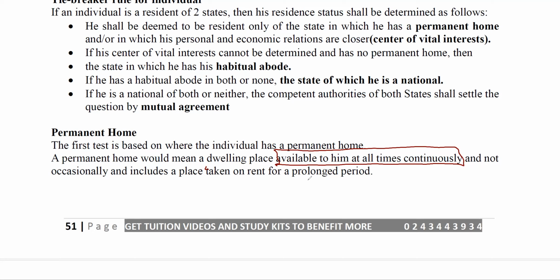I picked it right from the commentary, and not occasionally. So we are looking at something that you do most often, right? It is your place, right? And it includes a place that we take on rent also for a prolonged period of time. When you say period, you don't have to add of time. Period signifies time, right? For a prolonged period. So that is it.